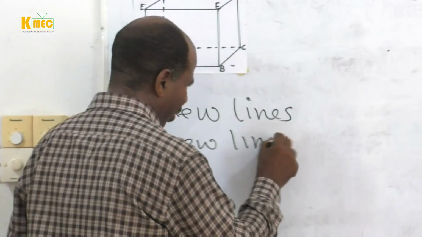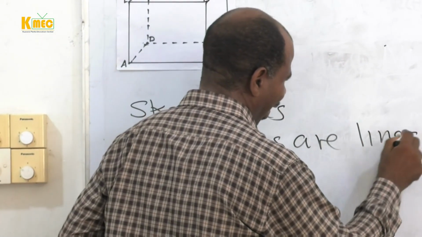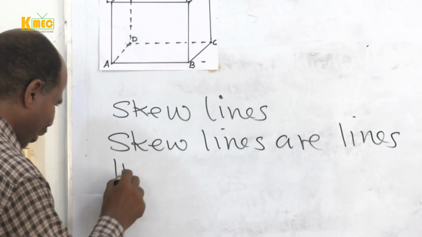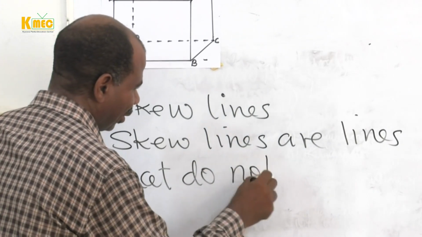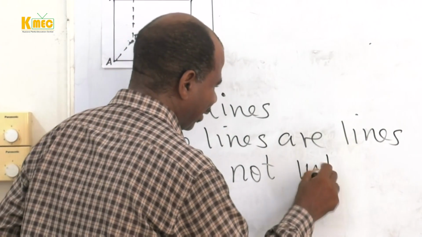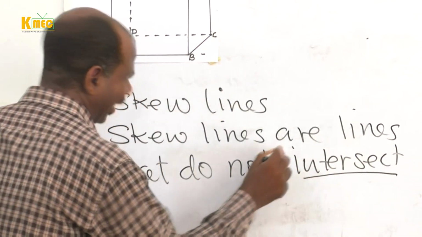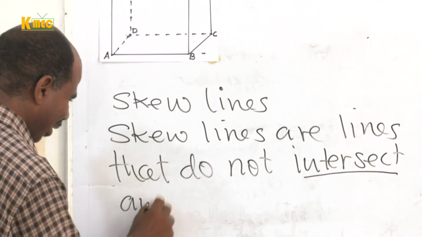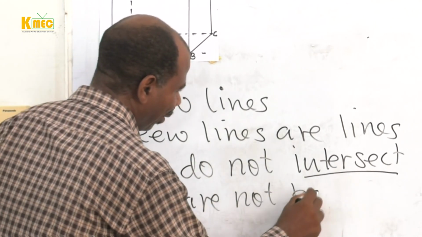Skew lines are lines that do not intersect. I underline the word intersect. And are not parallel.